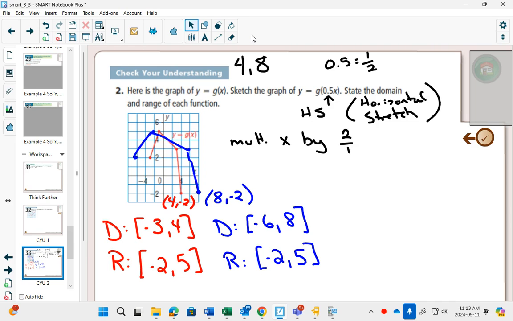Does it make sense that your domain changes because you've multiplied x values by 2, but that your range would stay the same because nothing has happened to y? So you can circle questions 4 and 8 for practice.